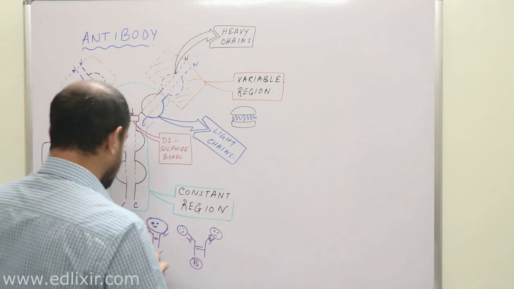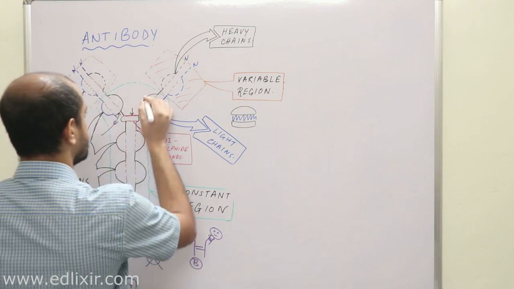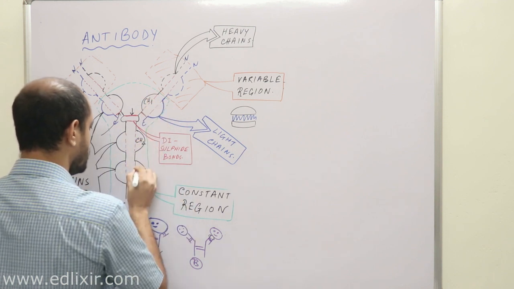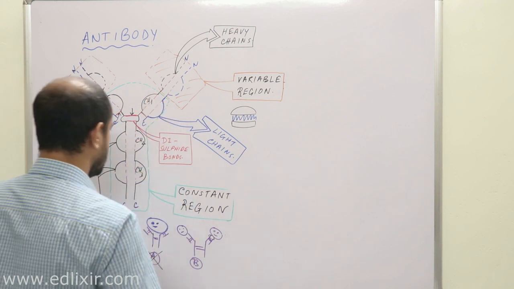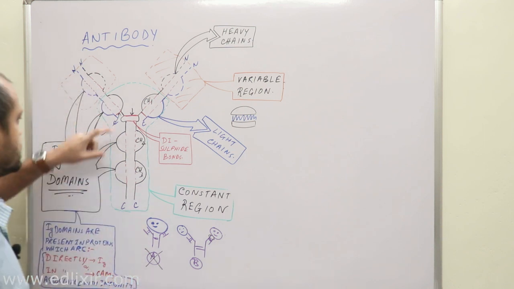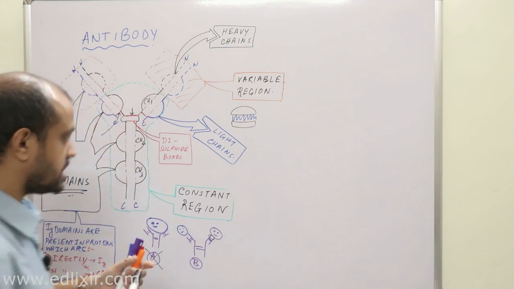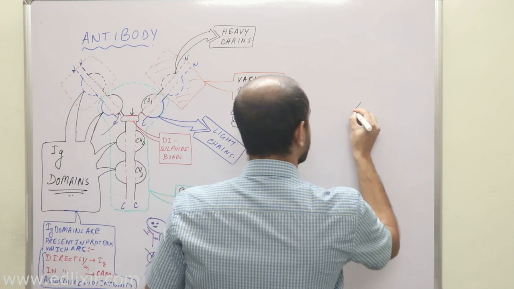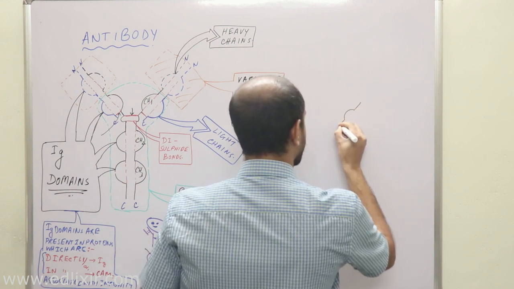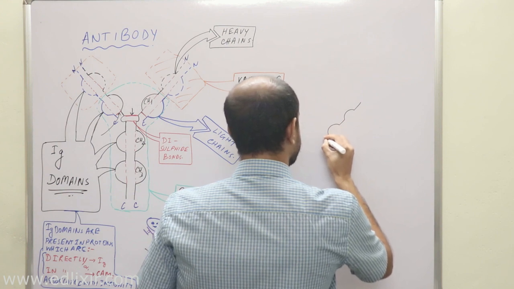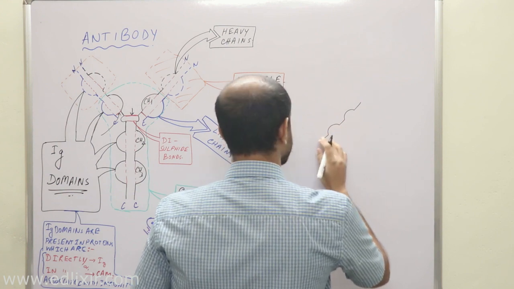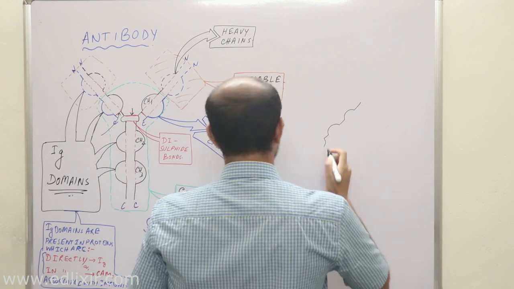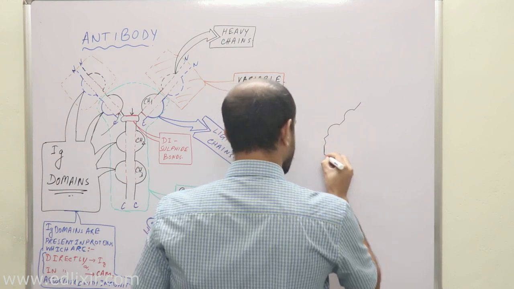These IG domains have specialized names: CH1, CH2, CH3. These are the specialized names, that is CH1, CH2 and CH3. So suppose this is your bump.